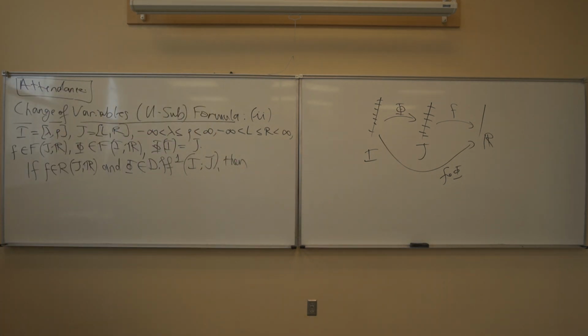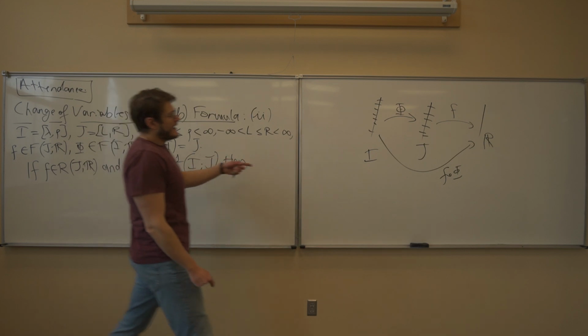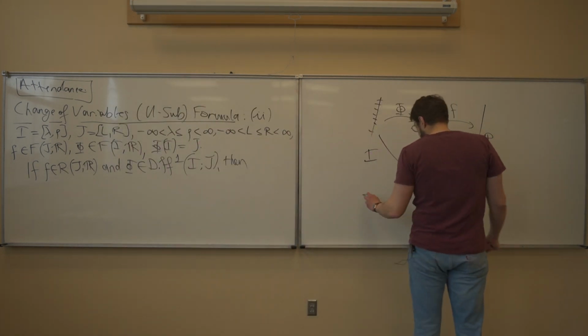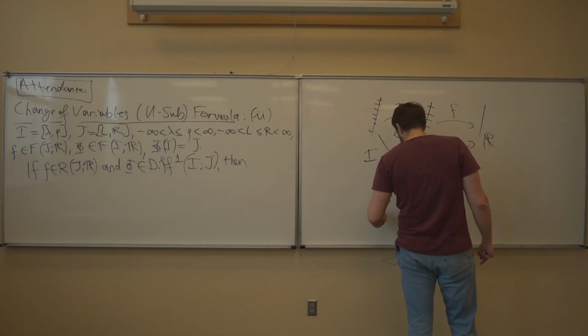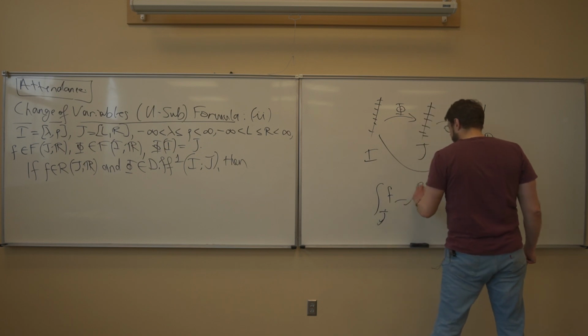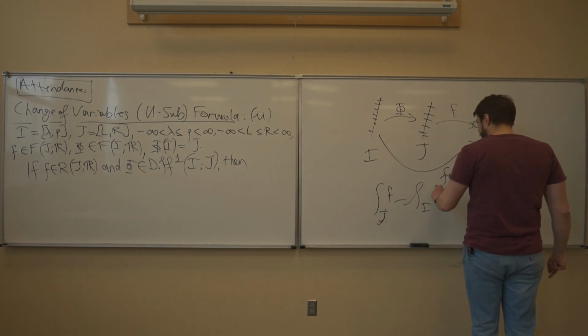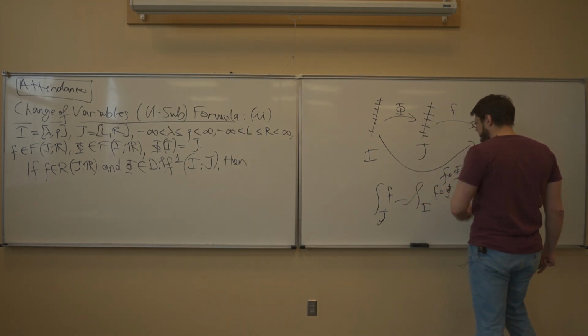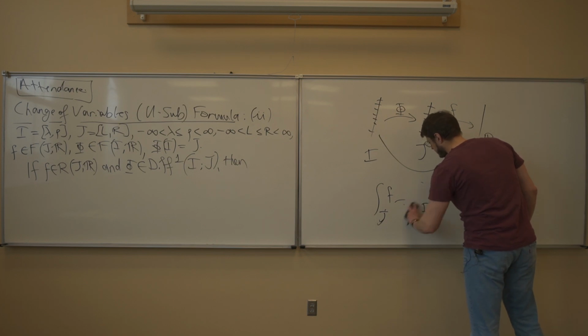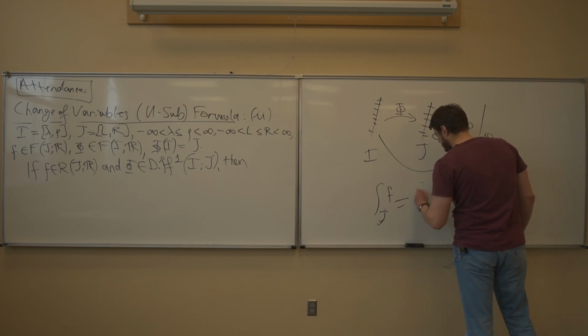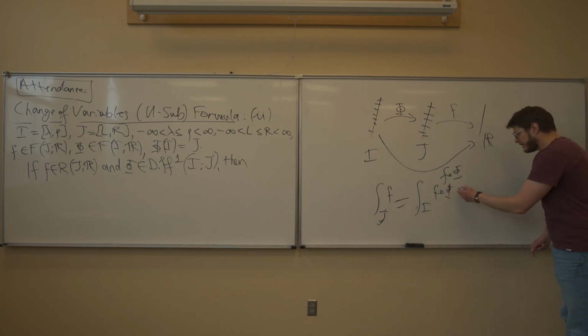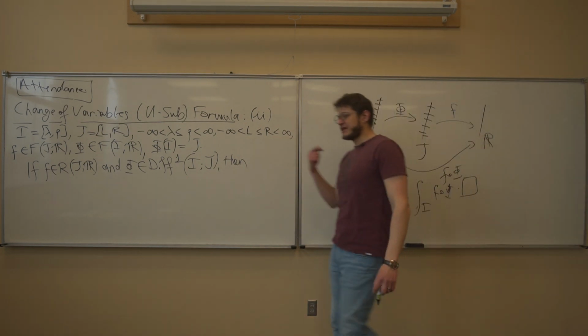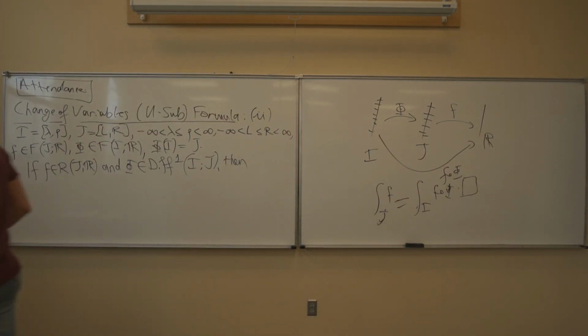And that is this cost of changing the variable. It's this pesky factor that almost always shows up. And so I cannot just say that the integral of f over J is equal to the integral of f composed with phi. But if you have something here, then it's correct. And this something was the absolute value of the derivative.